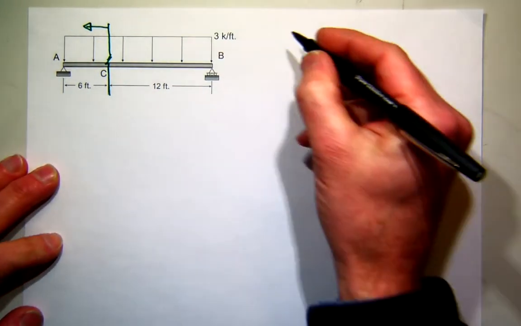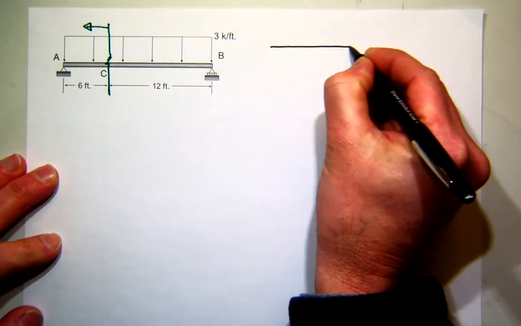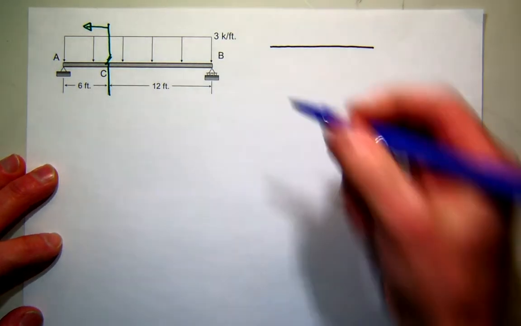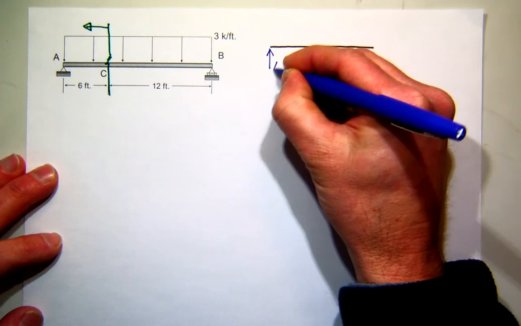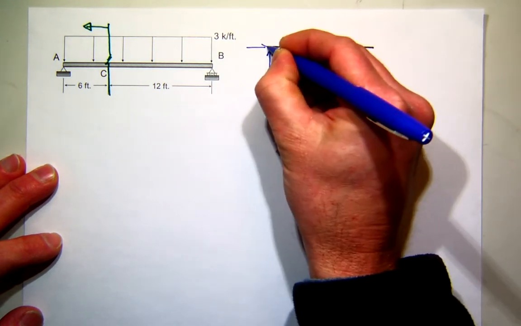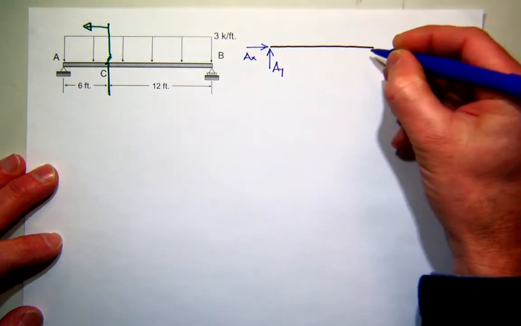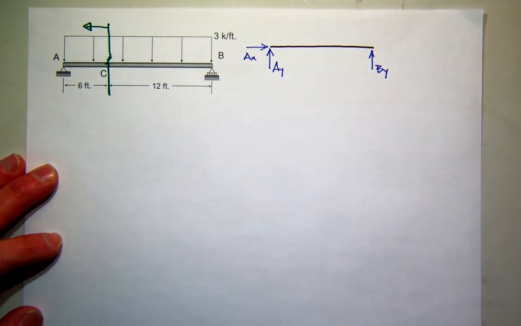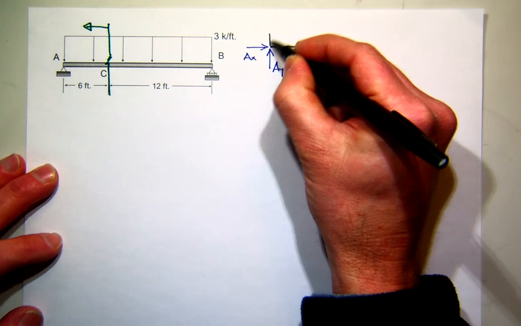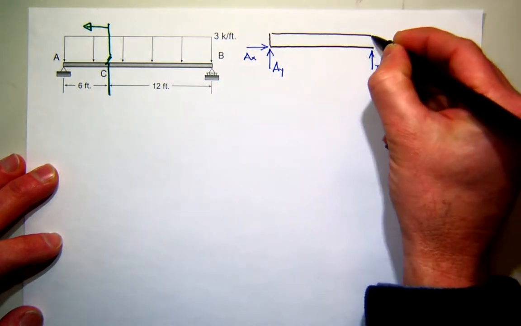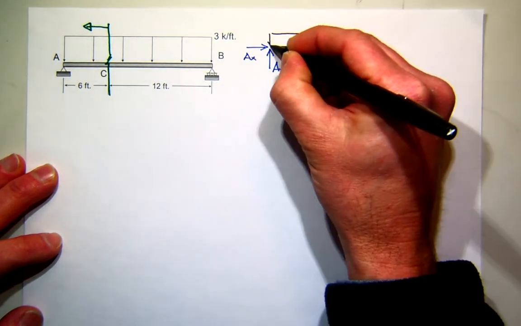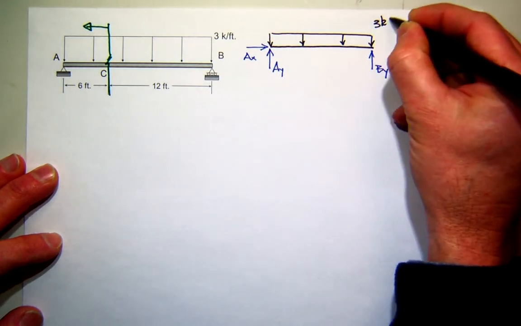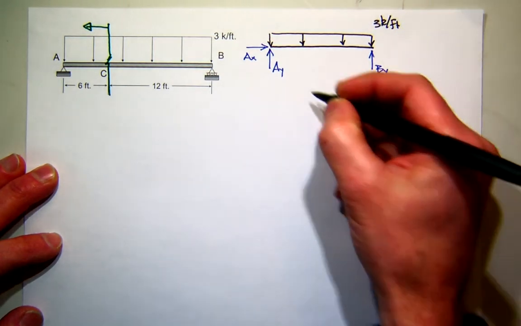Doing that, I'll come over here and draw a free body diagram for the structure. I'll assume I have a pin at A, AY, AX, and then I'll call this BY. Now this distributed load has an intensity of 3 kips per foot, and the total length is 18.